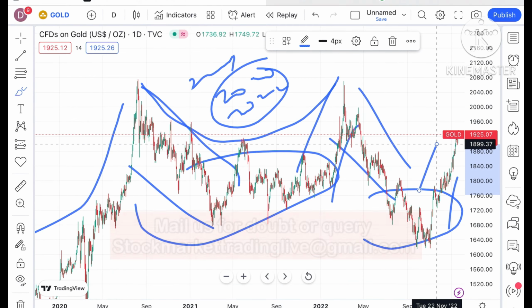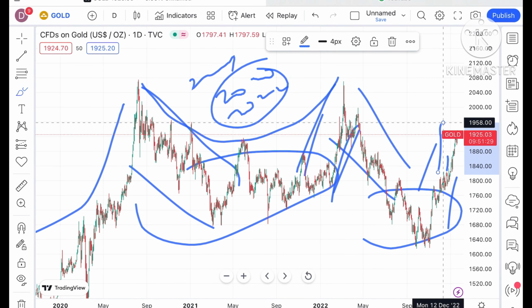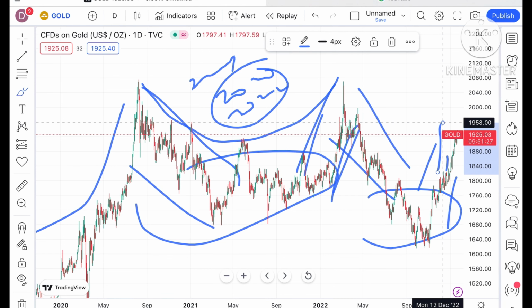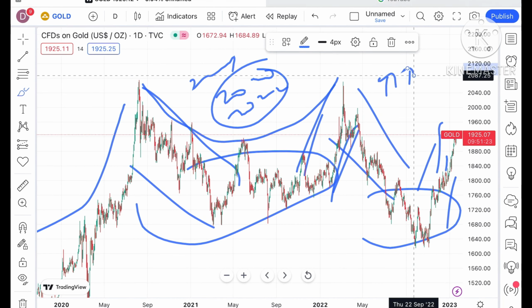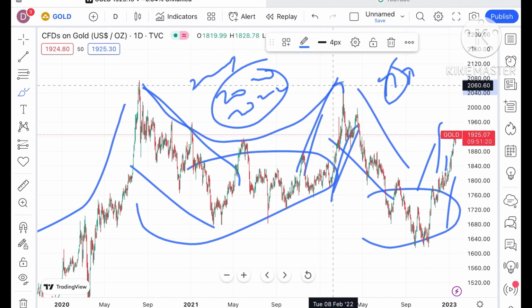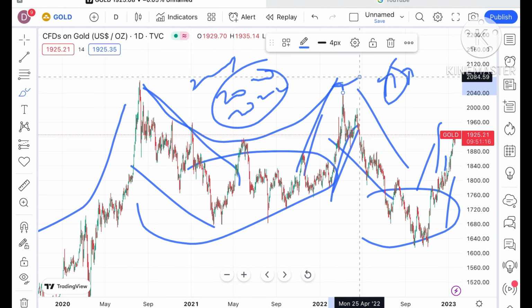So chances are very high that if this level sustains, it can cross this particular zone, and there is a high chance of making an all-time high for the decade. Once it crosses this level, it can cross this particular zone and there is a chance of going further upside. So let me explain in this video.